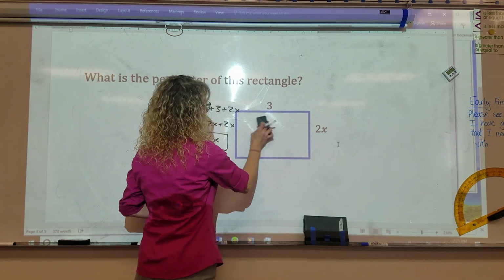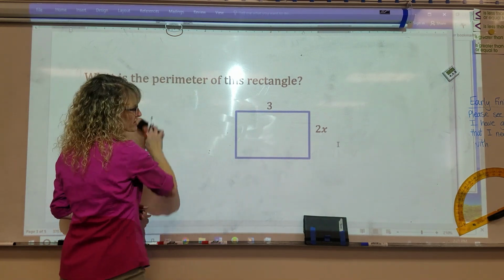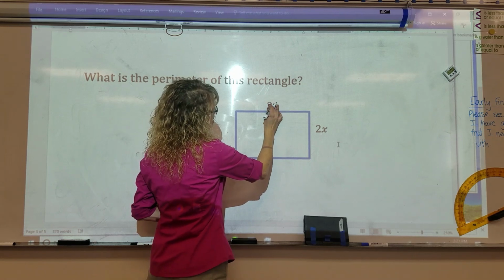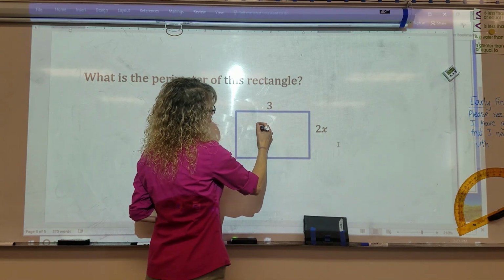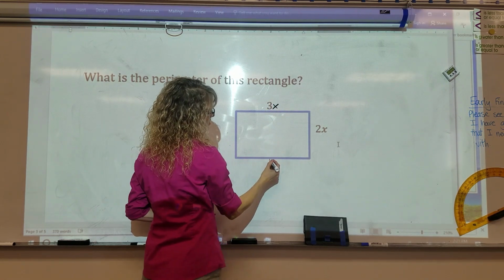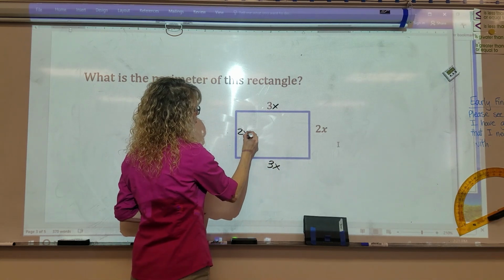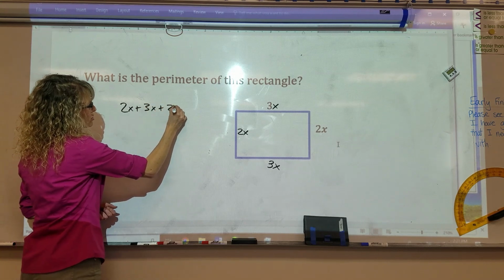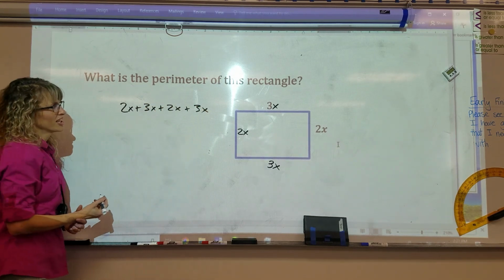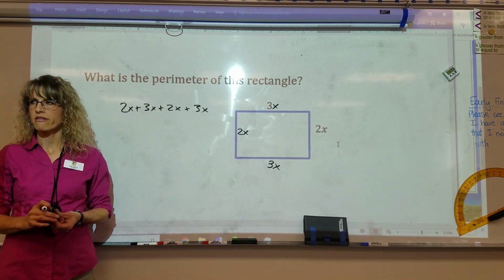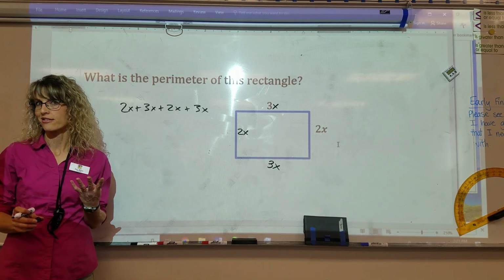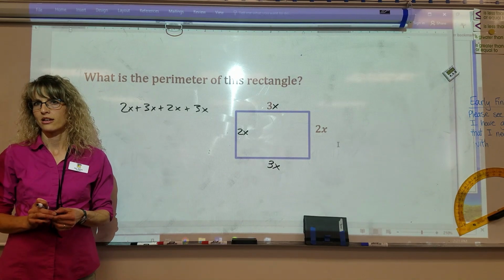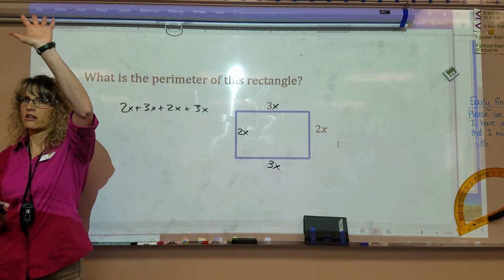Let me ask another question. What if I said that this is 3x and this is 3x and this is 2x? So I've got 2x's plus 3x's plus 2x's plus 3x's. Can I have an x to the 4th in there, because I have 4 x's? Well, no, that's only for like. Show me, who's got a response?